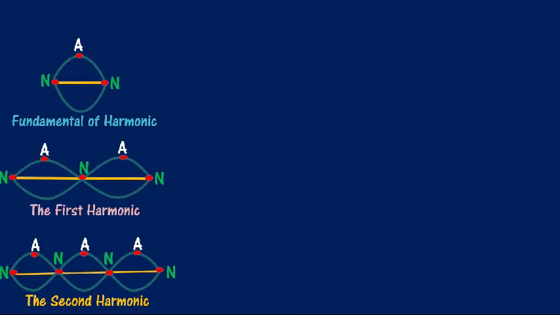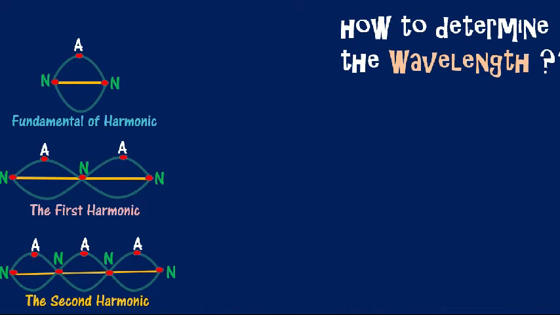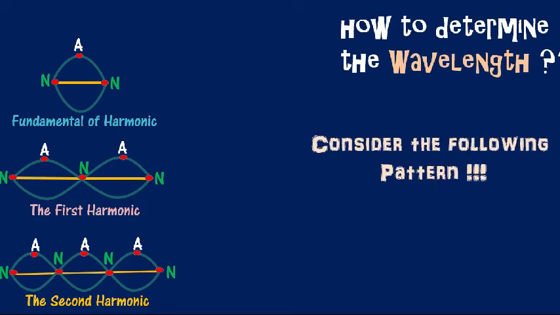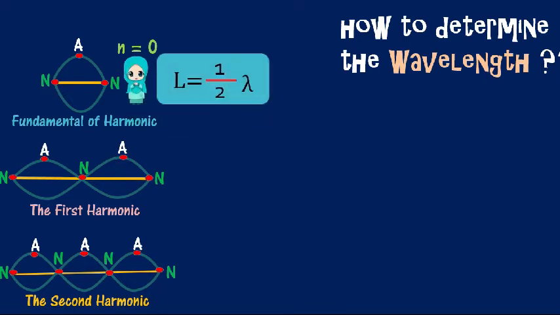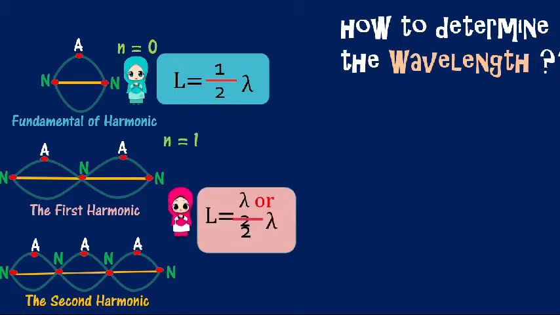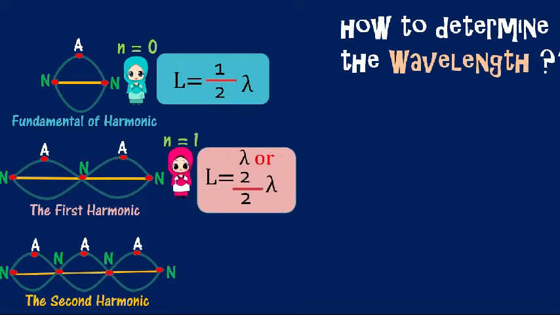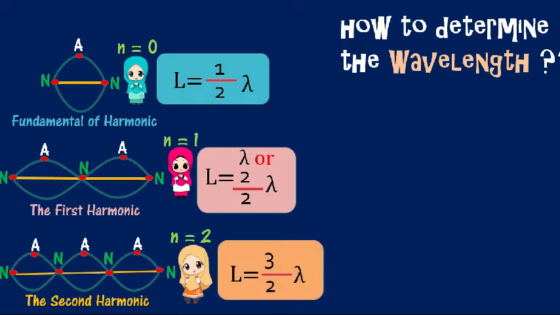To determine the wavelength, please consider the following pattern. If the number is 0, the wavelength is 1/2 lambda. If the number is 1, the wavelength is 2/2 lambda. And if the number is 2, the wavelength is 3/2 lambda.